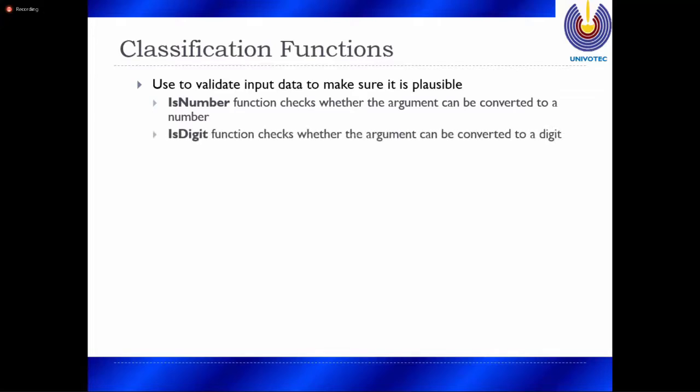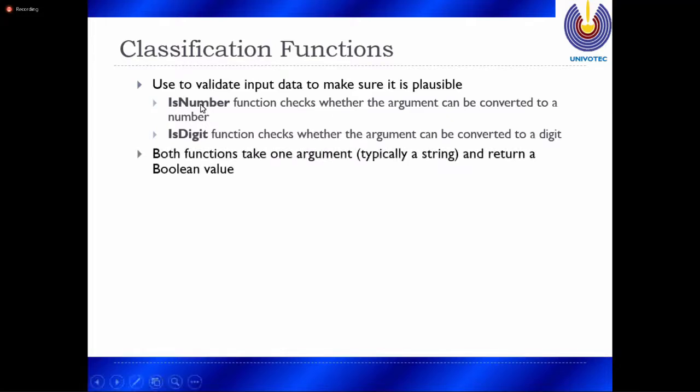IsDigit. The function checks whether the argument can be converted to a digit. You can see a digit is 0 to 9. That's a digit value. Consider whether the particular input is a digit or not. You can check whether it's a number or not. If you have a number, you can convert it to any data type. For example, if your input box has a number, then you can convert it to integer or double or short, single, that way.